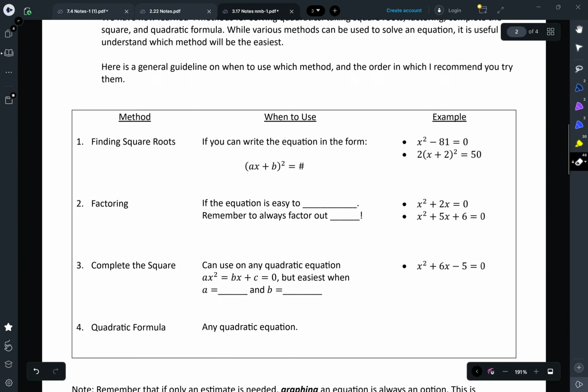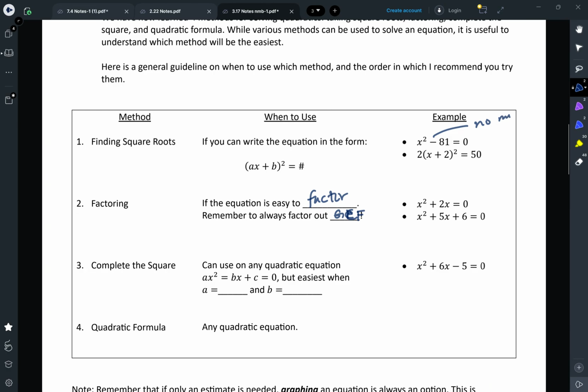Factoring, if the equation is easy to factor, remember to always factor out the greatest common factor. So greatest common factor, GCF. So like on this one, there's no middle term.